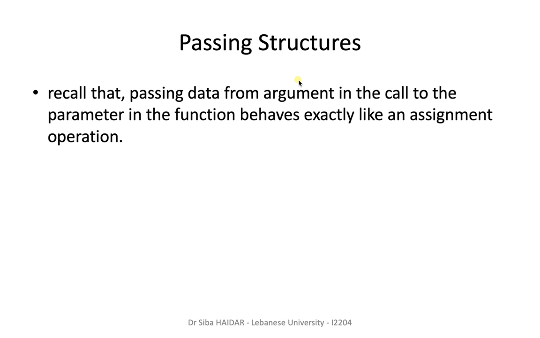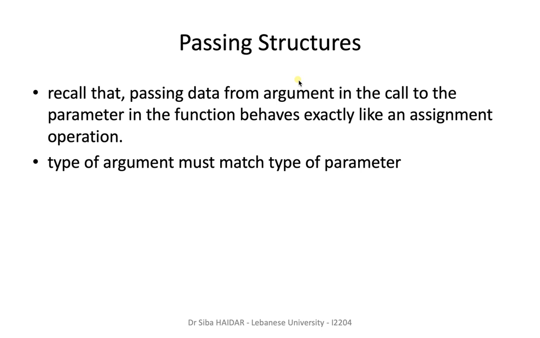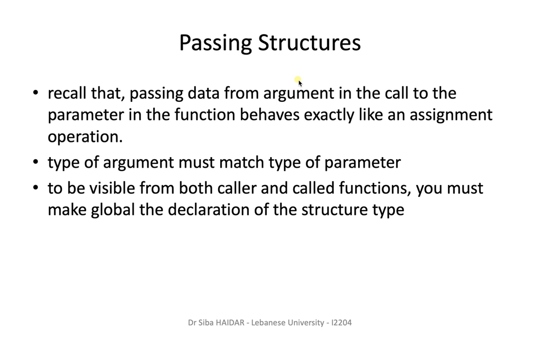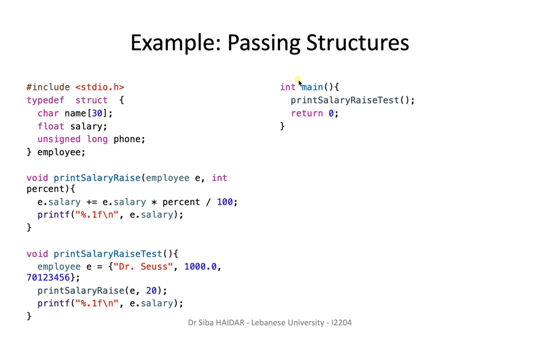If you want to pass structures themselves, you have to recall that the same rules apply. Recall that passing data from the argument in the call to the parameter in the function behaves exactly like an assignment operation. Also, the type of the argument must match the type of the parameter to do the assignment operation. And here there is a particular thing you must take care of. To be visible from both caller and callee function, you must make global the declaration of the structure type. So here is an example.